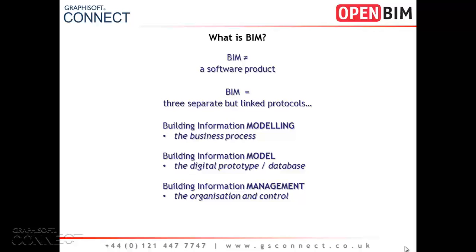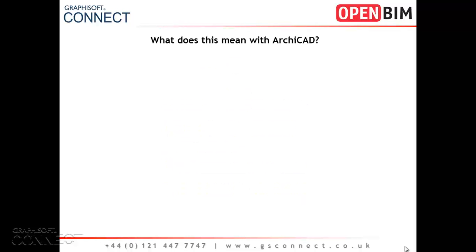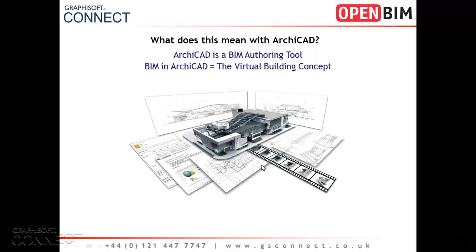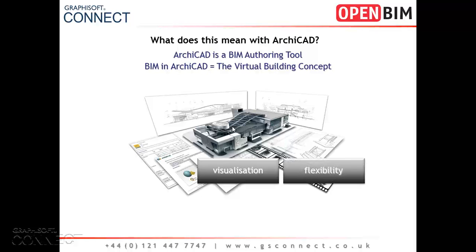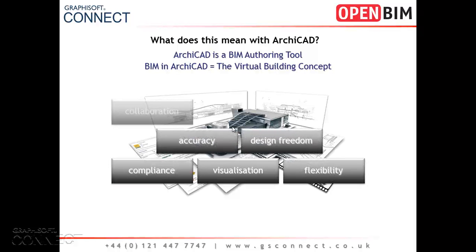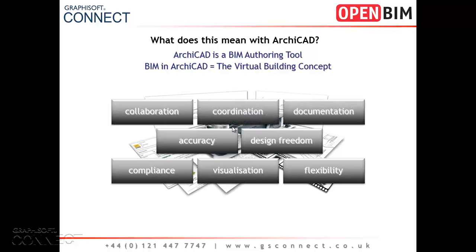data. So what does BIM mean in terms of ArchiCAD? ArchiCAD is a BIM authoring tool, and a term that Graphisoft have used long before BIM was ever invented as a term itself was the virtual building concept. And this effectively relates to this graphic here. It helps describe what we're actually talking about. So BIM as a protocol is made up of various different aspects that come together to create this electronic database of information. And as you can see here, there's various aspects that link together.